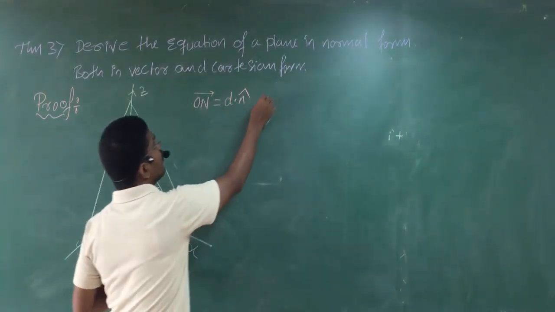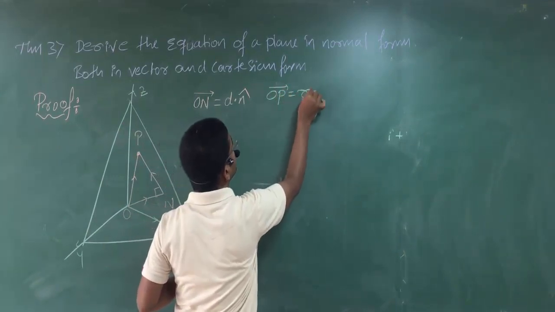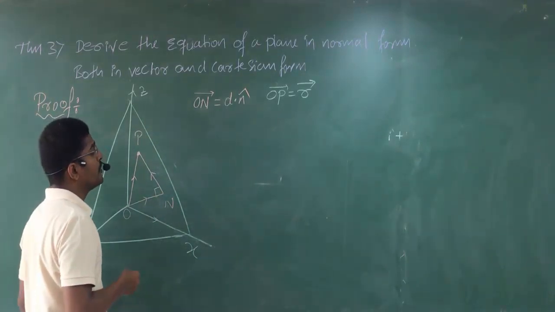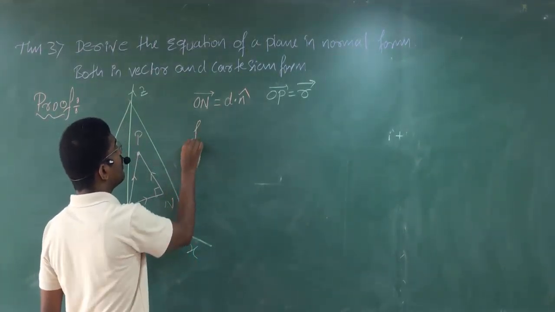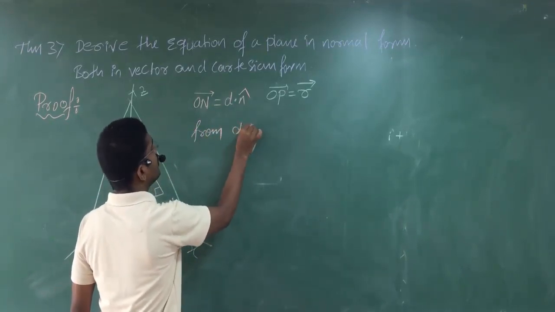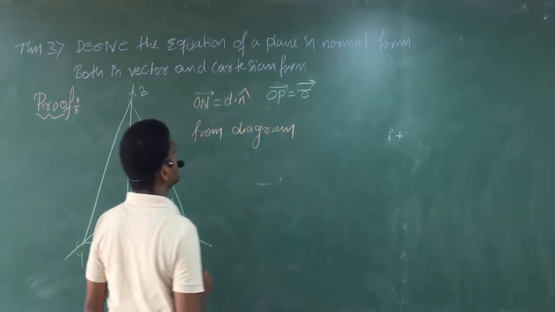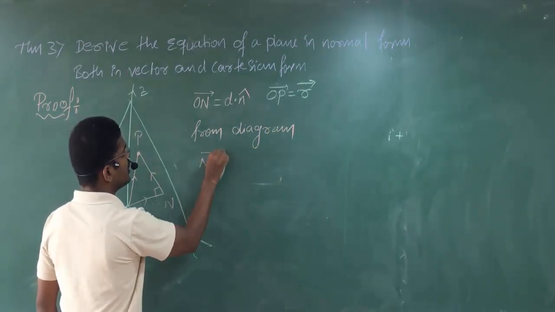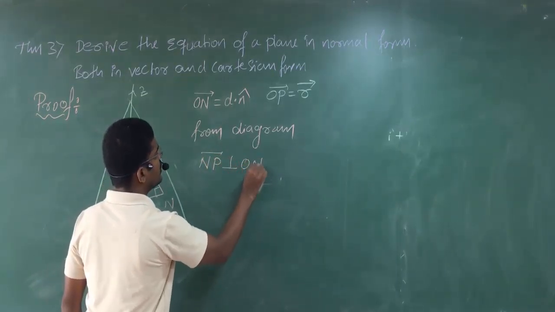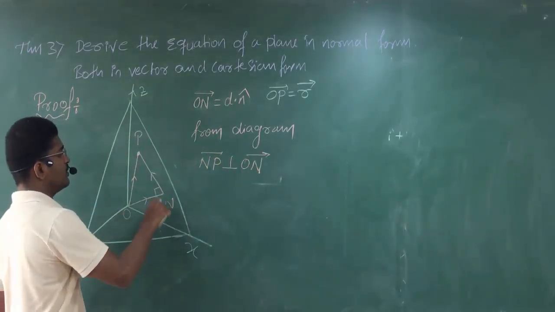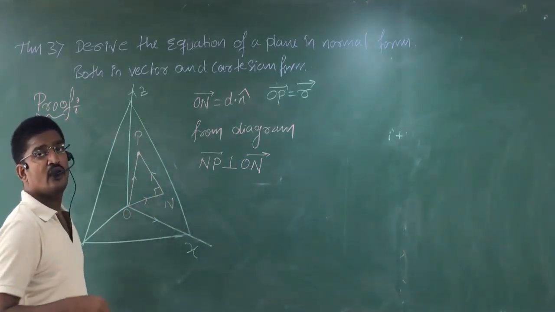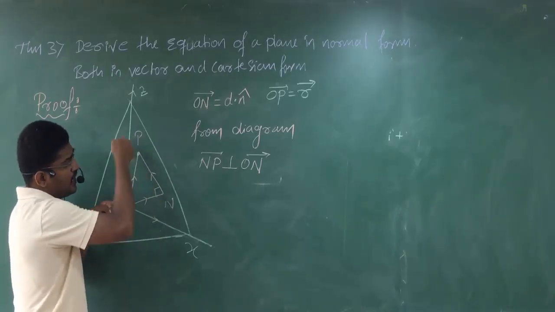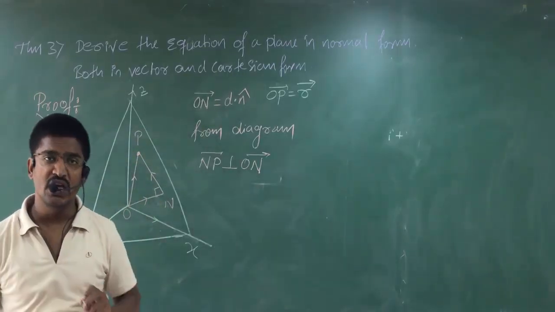Here what is OP vector? OP vector is vector r, that is the position vector of point P. Okay. So from the diagram we can see that vector NP is perpendicular to vector ON. See, vector ON and vector NP are perpendicular to each other.